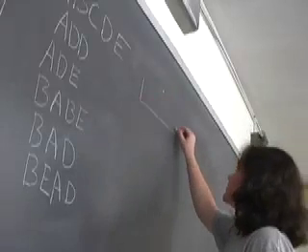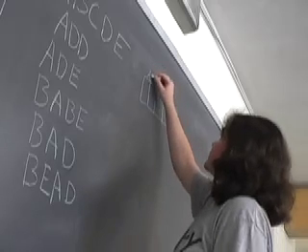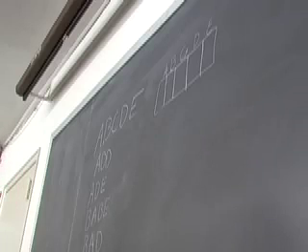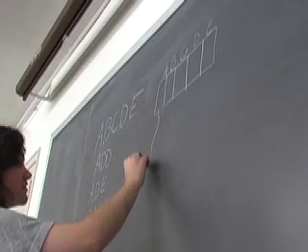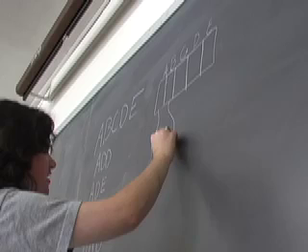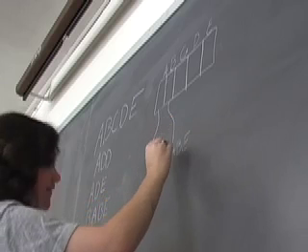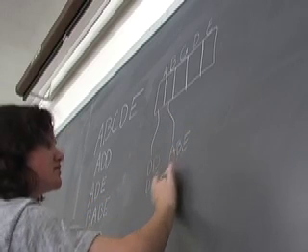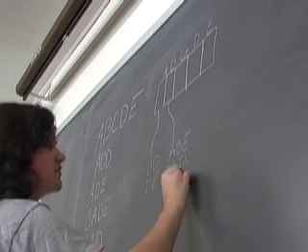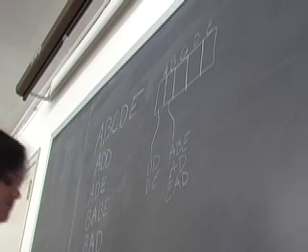So maybe if we store the words by their first letter, like this, A, B, C, D, E. So all of the words that started with the letter A could be stored here, like add, aid, and all of the words that start with the letter B could be stored here, like babe, and bad, and bead. Now we don't have to store the letters A and B, we have them all worked in together so that it's a lot easier to store.